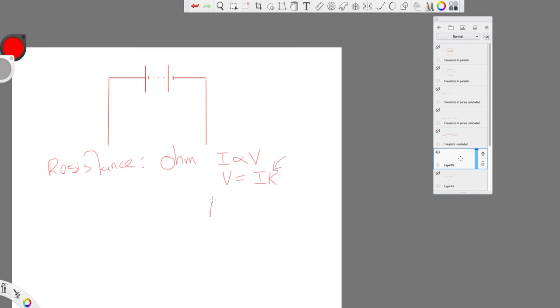So really, resistance is the ratio of the PD across a component to the current through it. It's measured in ohms, and that's a lowercase ohms symbol, omega. So, those are our quantities.